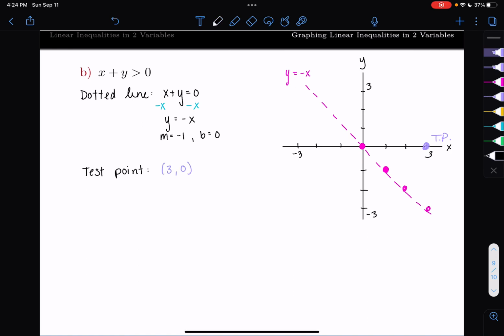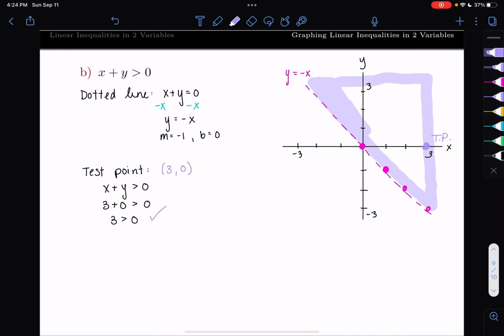And so if we plug that into our inequality, which is x plus y is greater than 0, we'd have 3 plus y is greater than 0, and we end up with 3 is greater than 0. So this point happens to work, so that means everything on this side also works. So we shade exactly the same side.